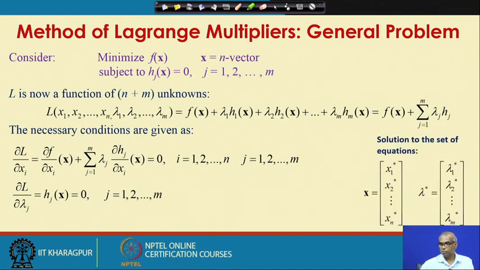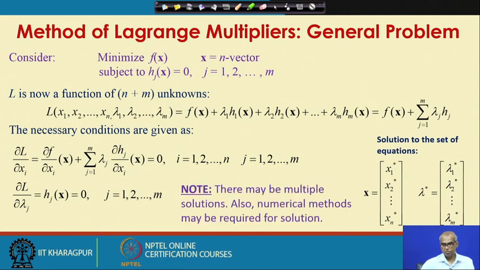So, the solutions to this set of equations, how many equations? n plus m equations. So, your solutions will be x 1 star, x 2 star up to x n star and lambda 1 star, lambda 2 star up to lambda m star. Remember that there may be multiple solutions, and also it may be possible that sometimes you have to take help of numerical methods to find out the solution.